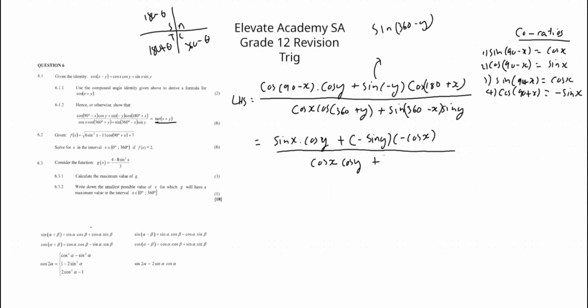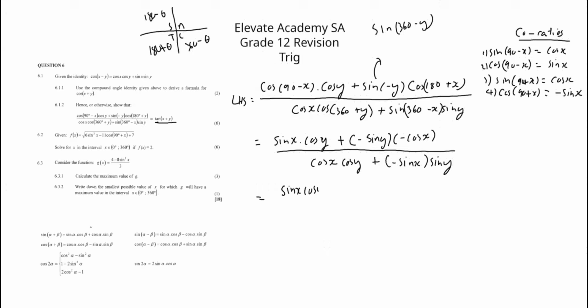Here we have sine 360 minus x. Once again, we know that's in our fourth quadrant. Sine is negative there, so it's going to be a negative sine x. And we have sine y, and that's just sine y. There's nothing much we can do there. So then let's just write this out nicely. We're left with sine x cos y.